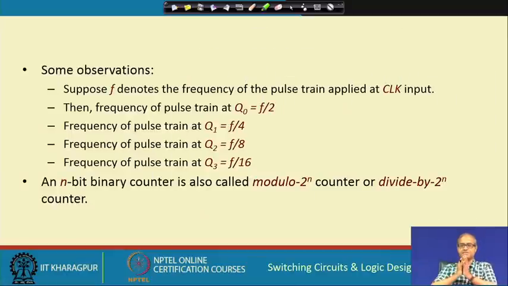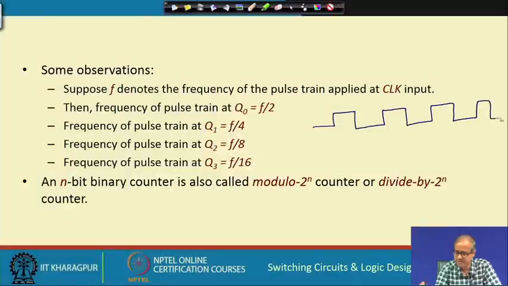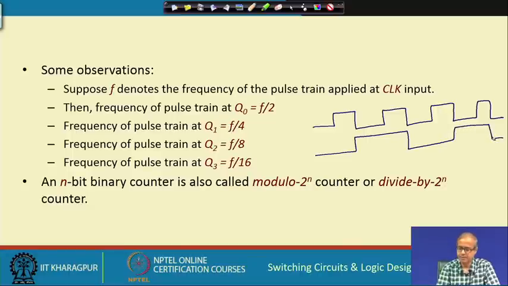Now, there is one interesting observation from the timing diagram that we have shown. Just if you recall, the input clock was coming, and the output Q 0 was changing at the falling edge of the clock. So, one thing you can say, if the frequency of the input signal was f, the frequency of the Q 0 output will be f by 2. Because for every 2 pulses of f, you are getting 1 pulse of Q 0. So, at Q 0, the frequency will be getting divided by 2.